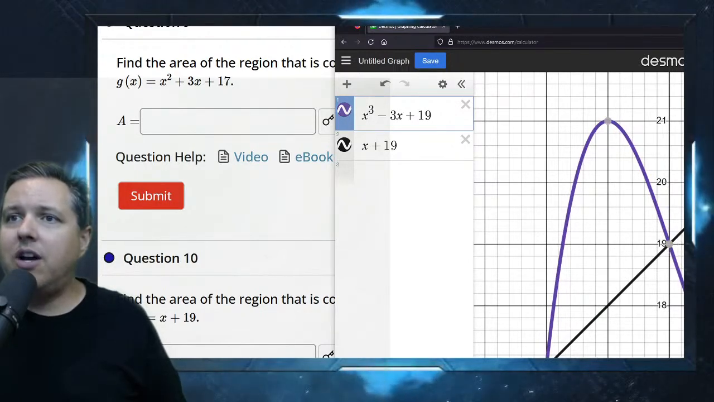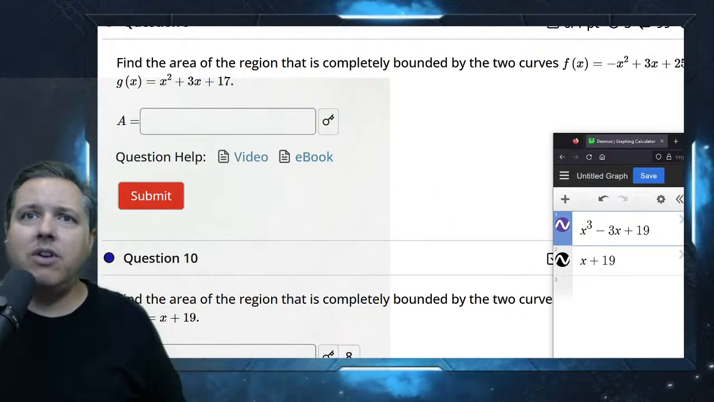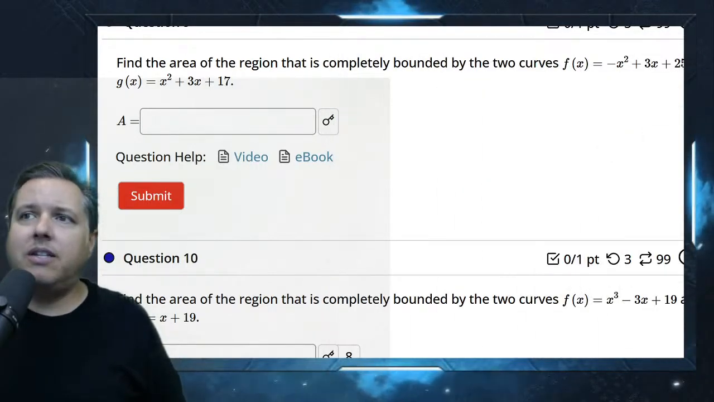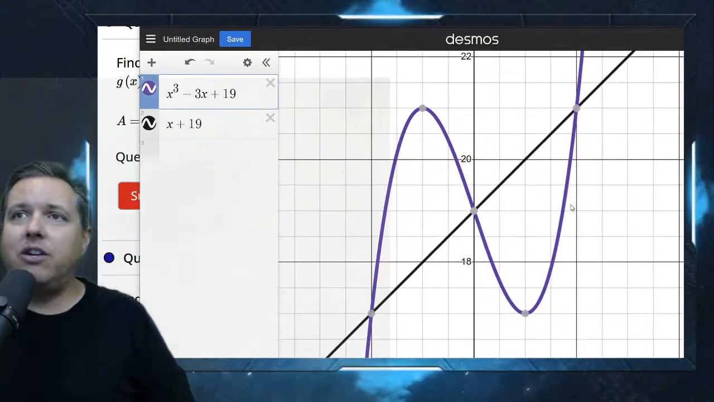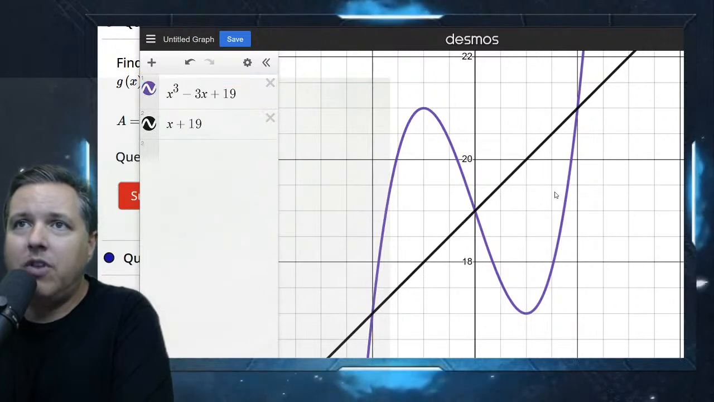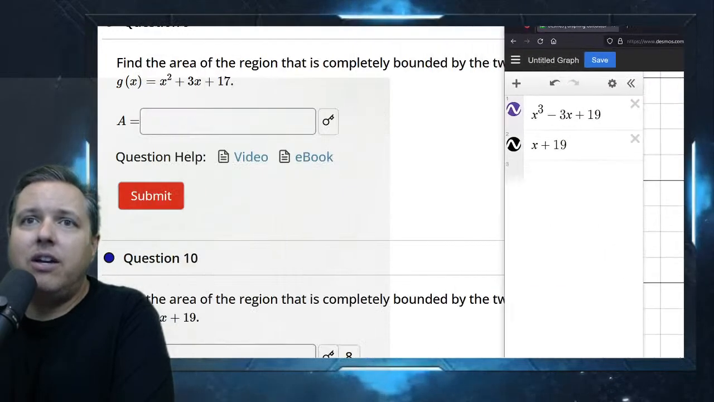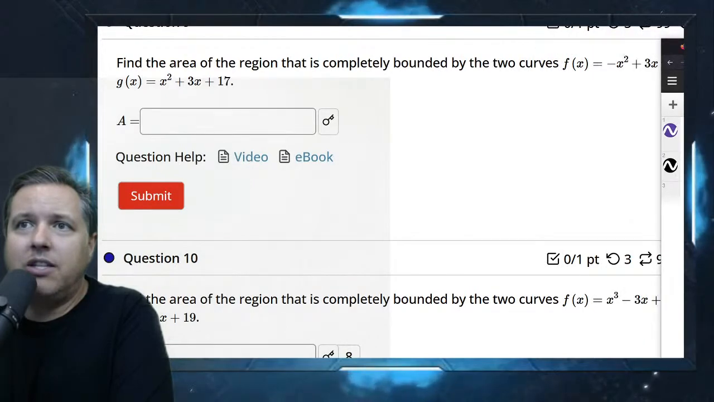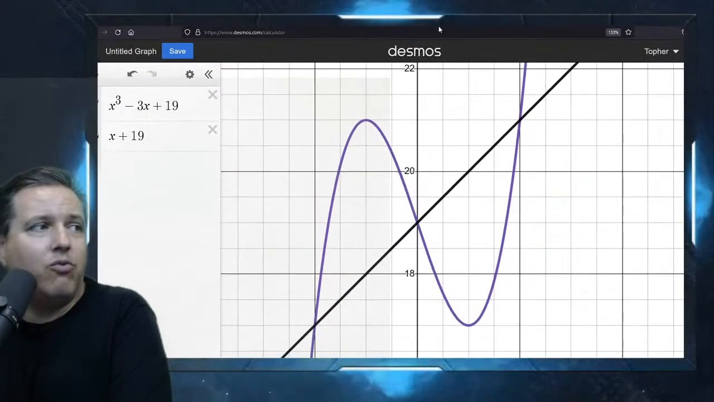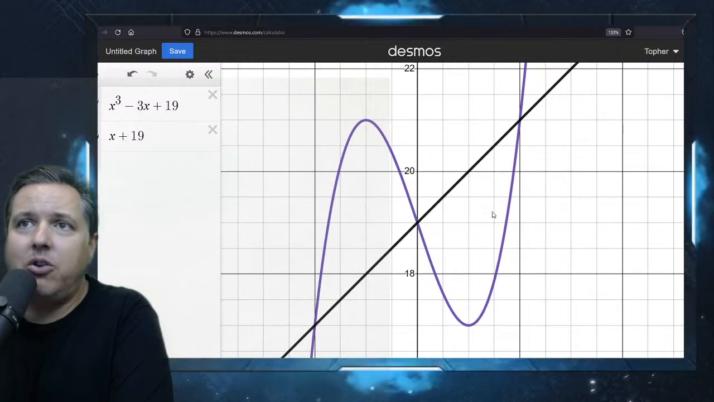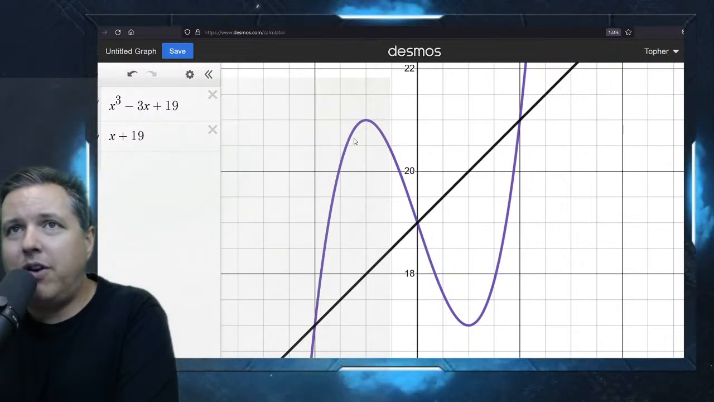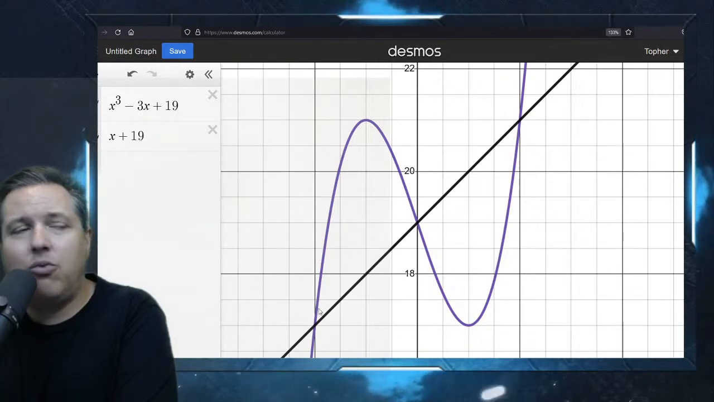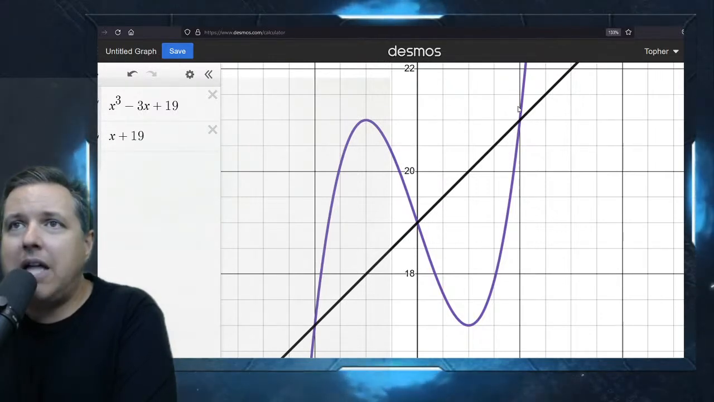But notice there's a complication here. Let's see, did I get that one right? x plus 19 and x cubed minus 3x plus 19. Okay, notice there's a complication here. They want the area of the region that is completely bounded by the two curves. Well, that would be this area plus this area over here. But we have a problem. In this area, the purple function is on top and the black one is on bottom. Over here, the black one is on top and the purple one is on bottom.